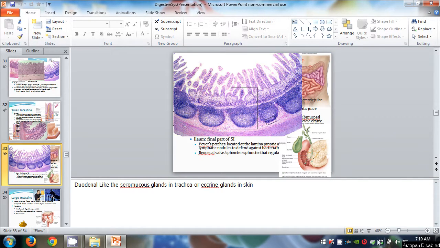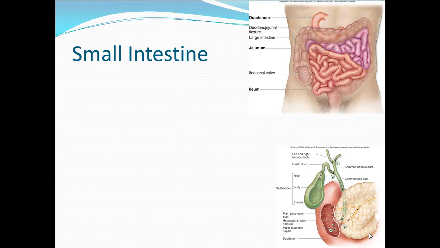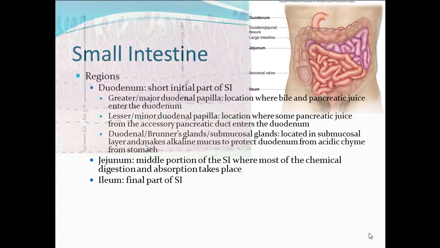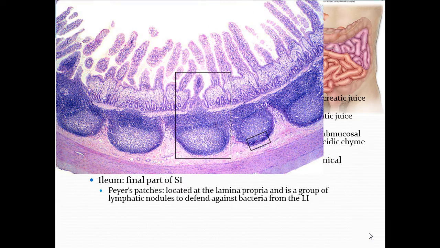Alright, so when we're looking at this slide over here, first of all, can you tell what organ it's from? Okay, small intestine, and what specific portion of the small intestine? The ileum. Okay, good. And how would you be able to tell this? Okay, the Peyer's patches. Very good.